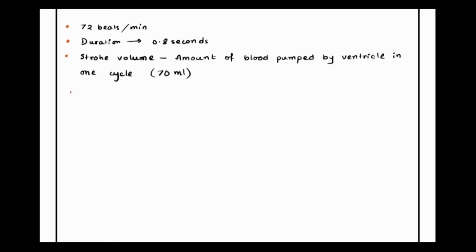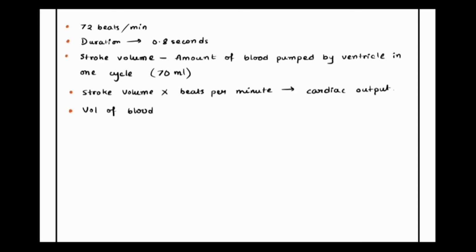Now, if we multiply the stroke volume with the number of beats per minute, we get something called the cardiac output. How do we define cardiac output? Cardiac output can be defined as the volume of blood pumped out by each ventricle in 1 minute, right?